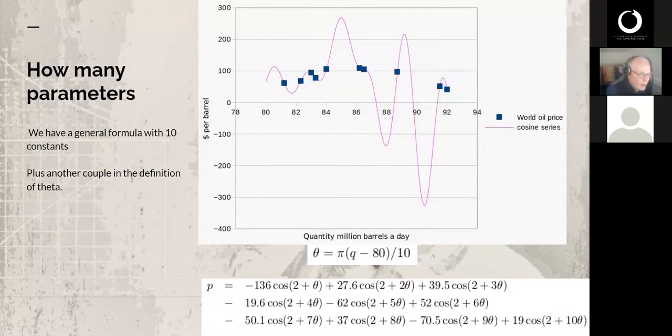The question is how efficient is this theory? What we've got is a general rule. This is a replicated rule here, because I'm saying cosine 2 plus theta, 2 plus 2 theta, 2 plus 3 theta. So that's a general rule. Let's ignore that part. I have to fit it with parameters. So I have 1, 2, 3, 4, 5, 6, 7, 8, 9, 10 constants, plus another couple of constants in my definition of theta. So maybe 10 to 12 constants. And how many data points? 1, 2, 3, 4, 5, 6, 7, 8, 9, 10. So 10 data points, 10 constants in my formula. Does that constitute a natural law? No, because there's no economy of data. I'm using as many constants as there are observations.